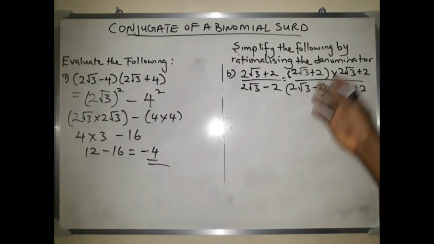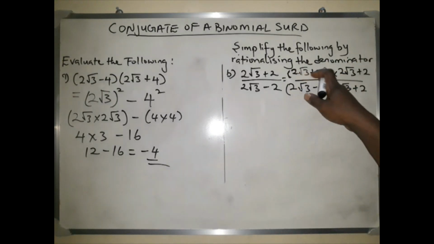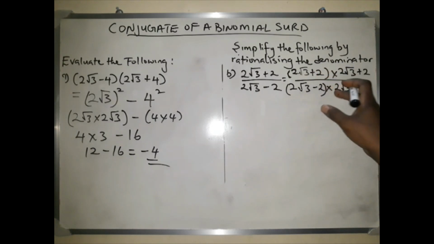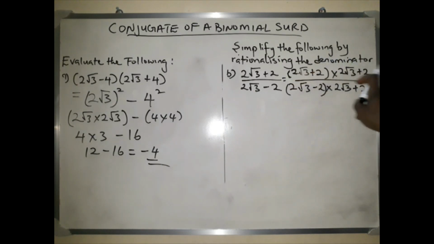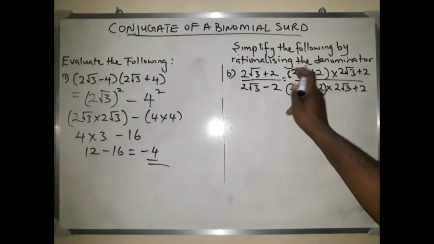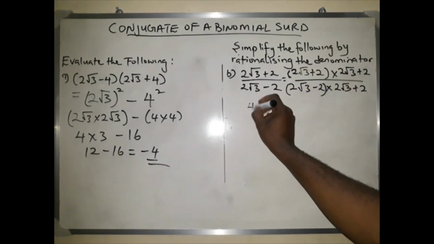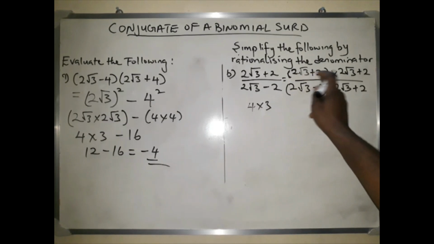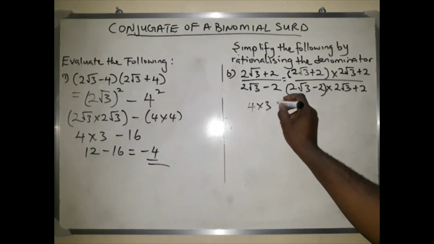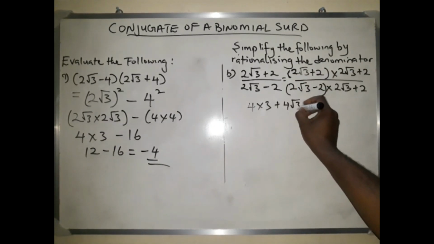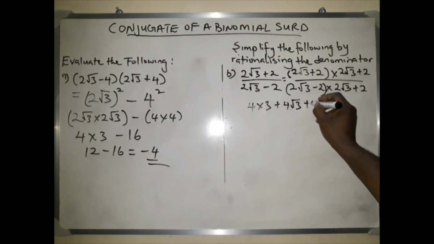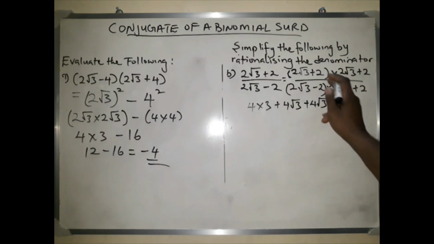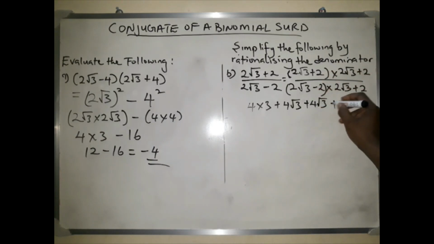Now when we expand, of course, we know how to do this. It's like solving questions involving brackets times brackets. So you know how to do it: this times all of this, this times all of this. So let's go. 2 root 3 times 2 root 3 will give me 4 times 3. Then 2 root 3 times plus 2 will give me plus 4 root 3. Okay, now we go to plus 2. Plus 2 times 2 root 3 will give me 4 root 3. And then plus 2 times plus 2 will give me plus 4.